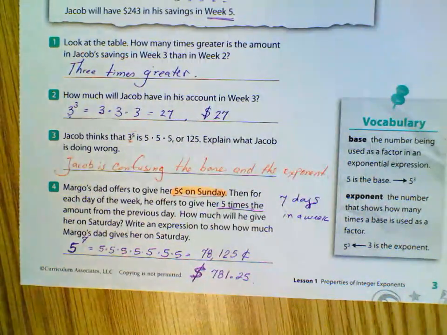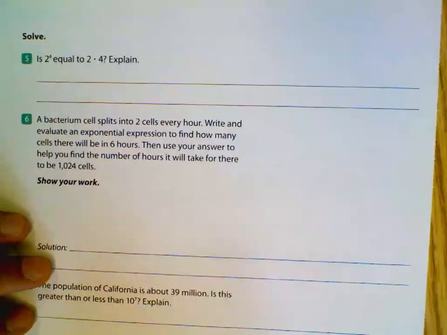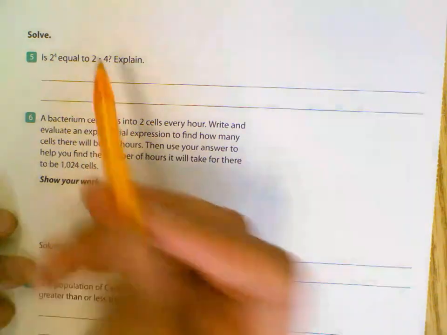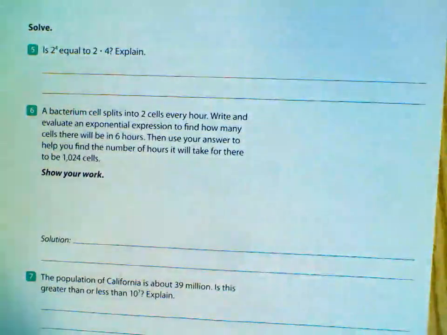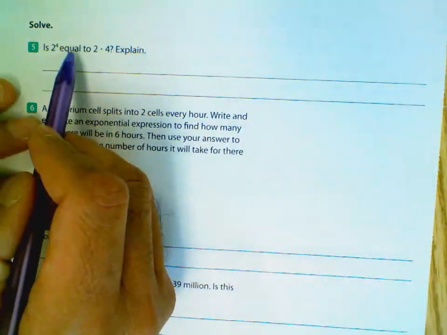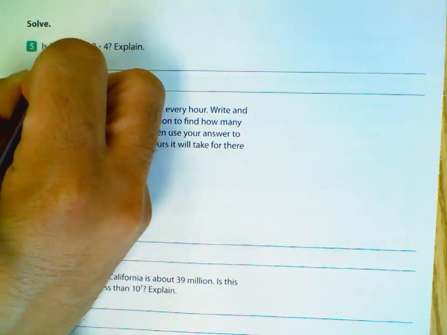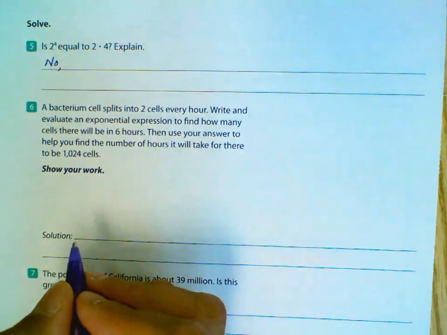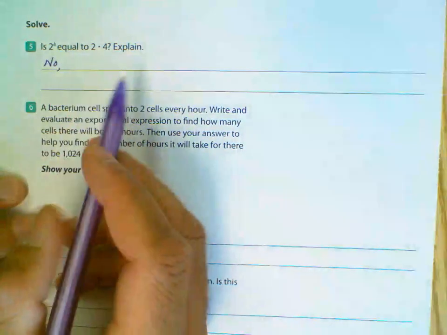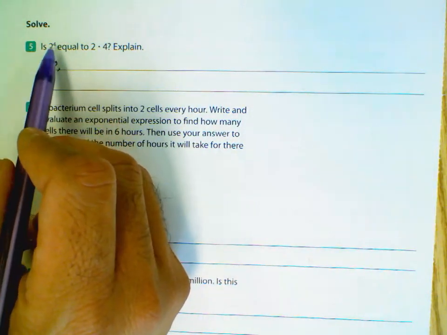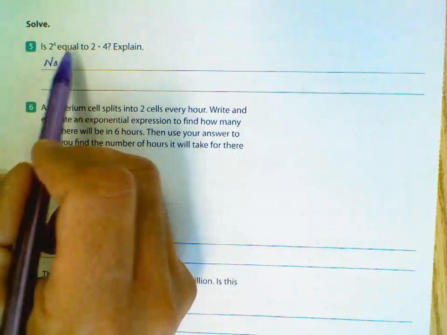So now, if we move to page number 4, I have here, solve. Is 2 to the 4 equal to 2 times 4? Explain. Okay? 2 to the 4 is not equal to 2 times 4. So in this case, I'm going to start with no. Why?